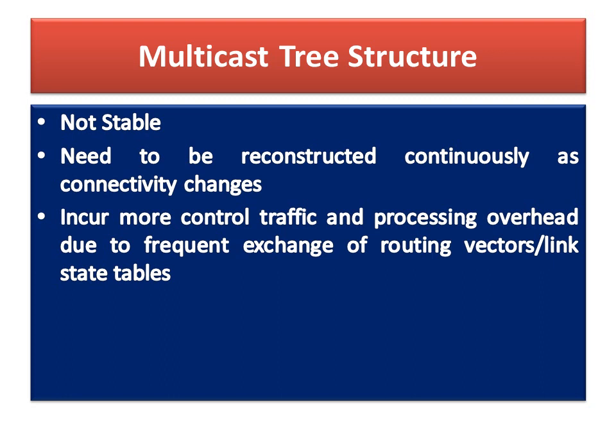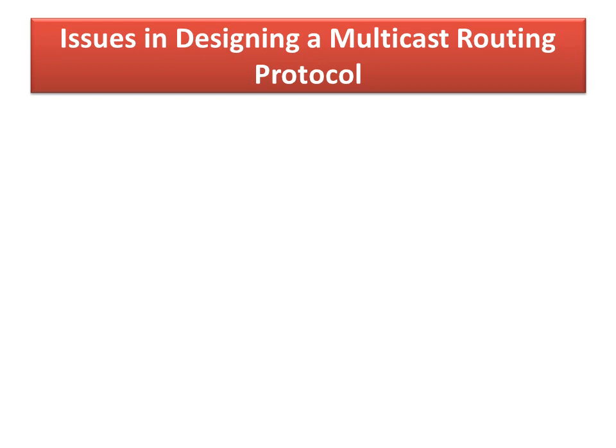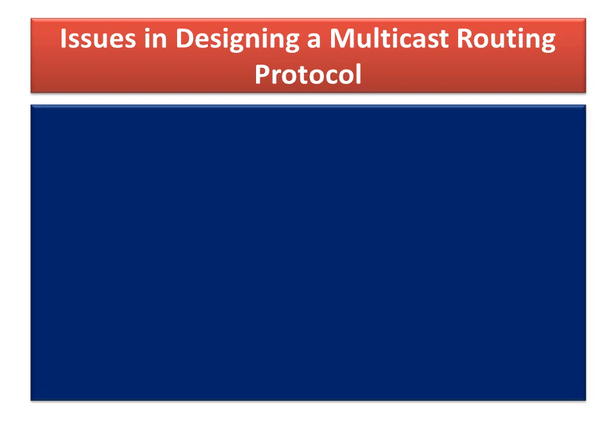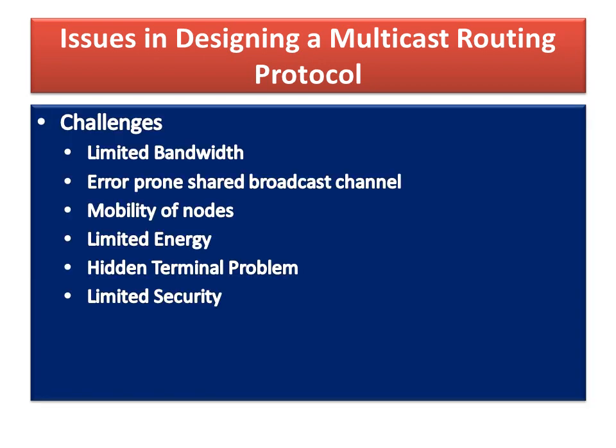This is going to incur more control traffic and processing overhead due to frequent exchange of routing vectors and link state tables. So just imagine that you have something like the traditional distance vector approaches where you're going to exchange tables and all that, right? That's going to be additional traffic that you basically have, and so we are going to look at all these issues that we need to address while you design a multicast routing protocol specifically for ad hoc wireless networks.